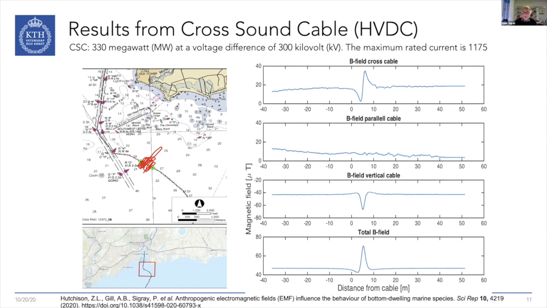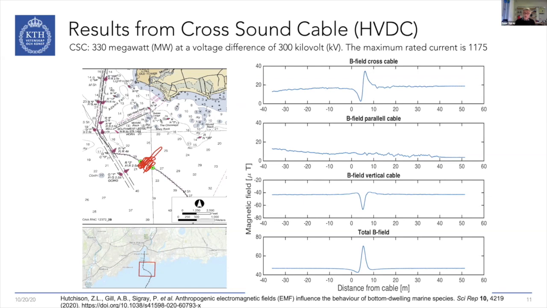What you see on the upper part is the cross cable signal, the parallel cable signal. If you remember, I showed you that there should be no signal parallel to the cable, and there is no signal. And then the vertical signal here. If you put this together, you can see the total magnetic field. And this here is the Earth magnetic field. You can see the disturbance, which is about 20 microtesla, which is fairly large, actually, as the Earth magnetic field outside New Haven is about 48 microtesla or something like that. So it's comparable to the Earth magnetic field, but still smaller.